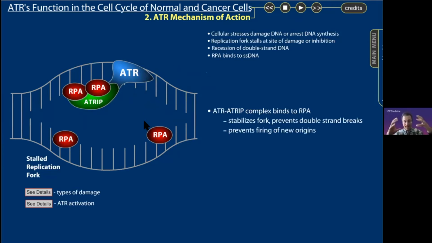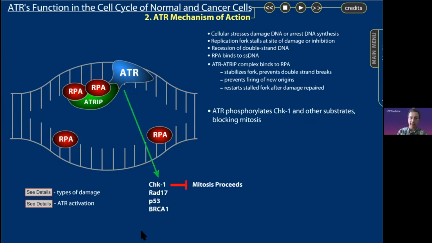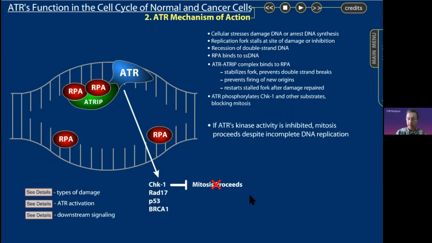As that aggregates in these trouble zones, the complex stabilizes this replication fork and prevents disastrous double-strand breaks, and also blocks new areas of the genome from starting to replicate. There are usually hundreds of little individual zones that replicate at different times in S phase, and this process then, by phosphorylating key targets such as CHEK1 and the downstream signaling pathway, will prevent mitosis from proceeding normally if there is a problem zone.